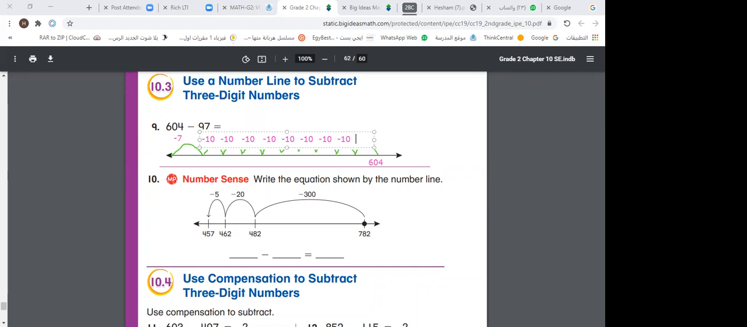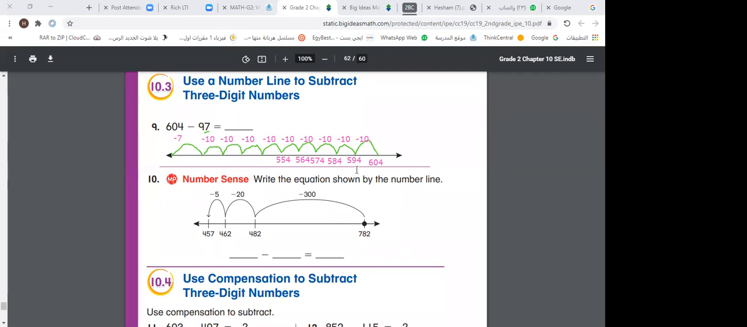Okay, now Tayyim, are you ready to subtract? Yes. 604 minus 10 equals what number? 594. Yes, it's 594. 594 minus 10, 584, 574, 564, 554, 544, 534, 524, 514. That's right, very good.